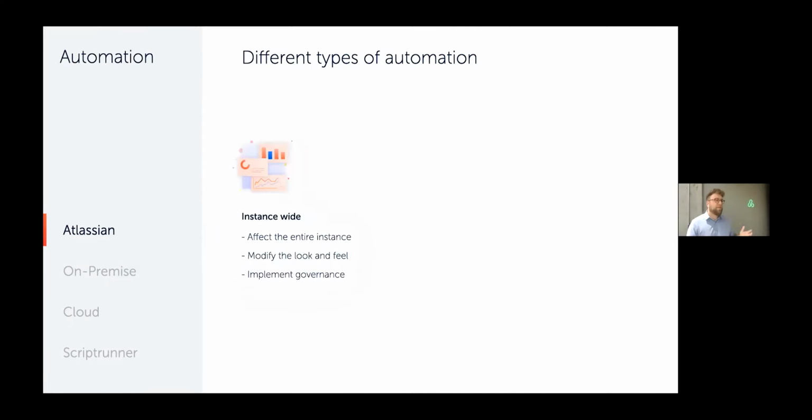So let's talk about the different types of automations. First of all, there are the instance-wide automations. I'm thinking of listeners that listen for events that are triggered either by creating issues, creating boards, creating projects, or deleting them as well.